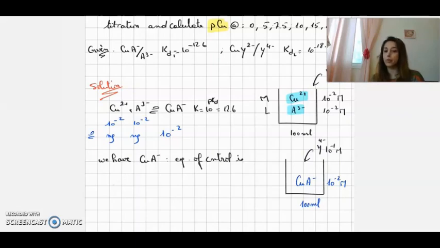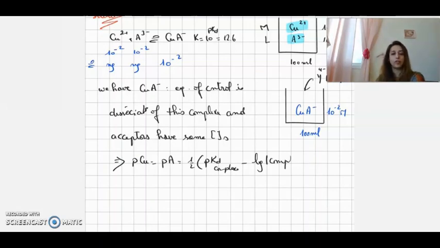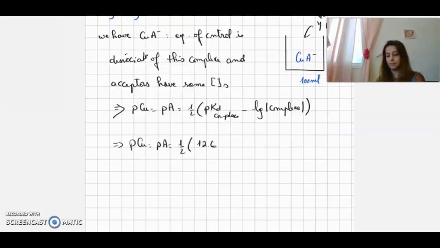the titration, I have the equilibrium of control, which is the dissociation of this complex. As this equilibrium is a dissociation of the complex, and both acceptors have the same concentrations, I can apply the formula of pAcceptors. So pCu equals pA equals half pKd of my CuA- complex minus log concentration of this complex. I put pKd at its value, and I have pCu equal to 7.3.